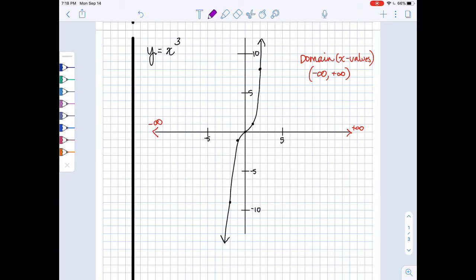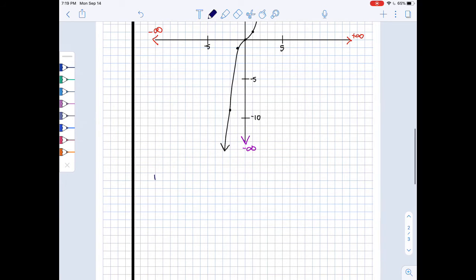The range, it keeps going to positive infinity and it keeps going to negative infinity. So your range is also going to be negative infinity to positive infinity. You always put your lowest number and then your highest number. You can also use words. You can say from negative infinity to positive infinity, and the same thing with the domain, from negative infinity to positive infinity.